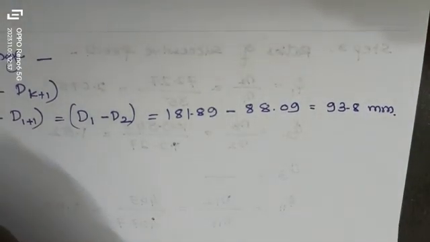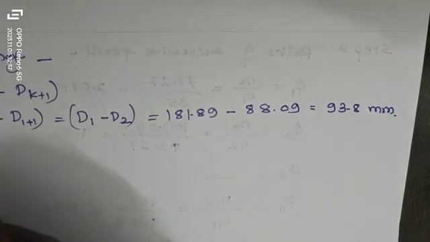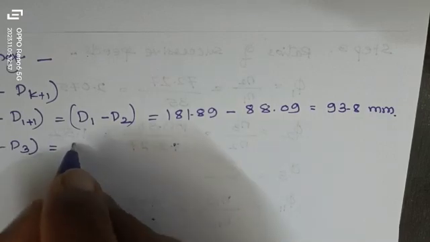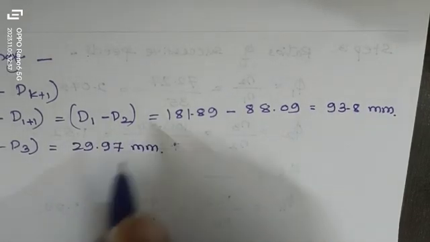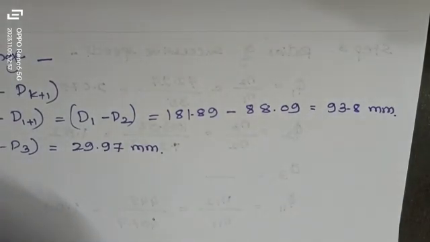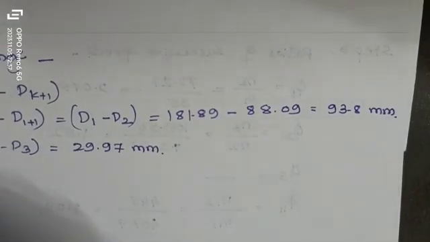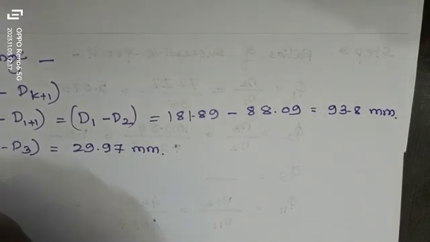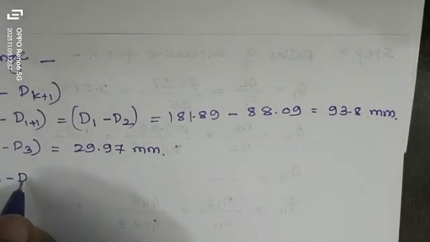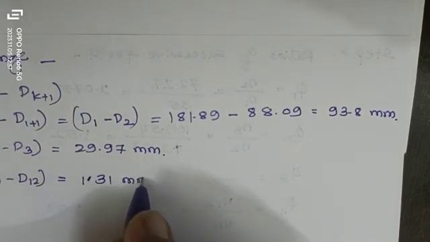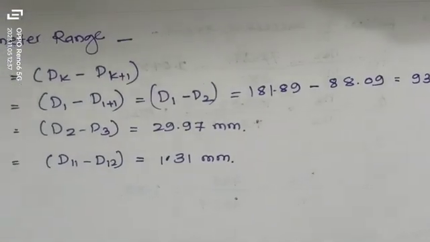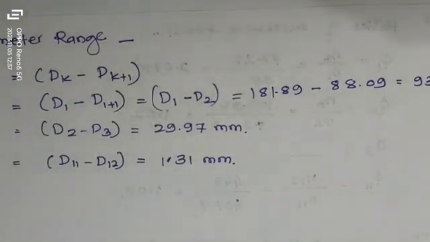Similarly for delta d2, d2 minus d3, we get 29.97 mm. Delta d3, d4, d5 up to d11, we get d11 minus d12, which is equal to 1.31 mm.